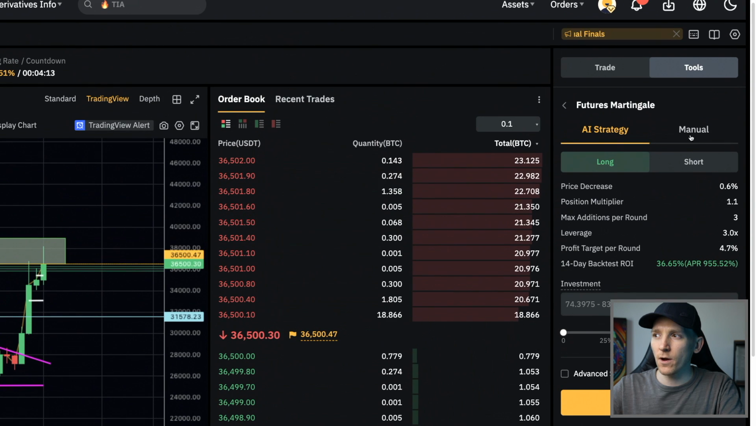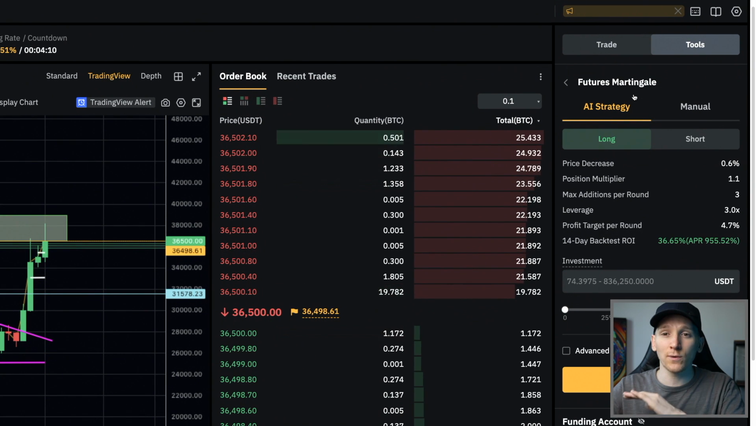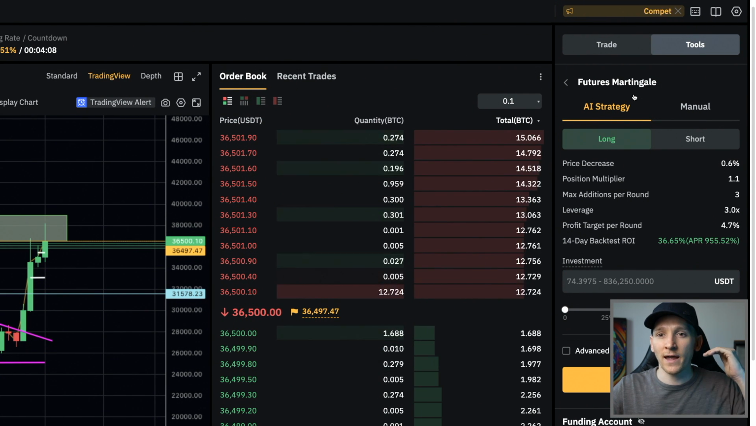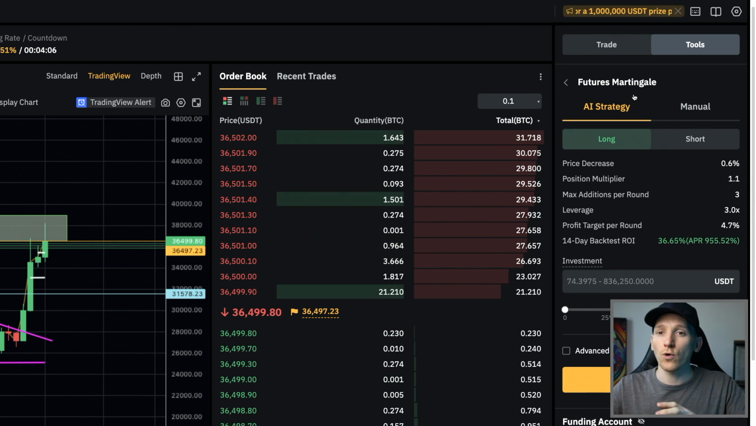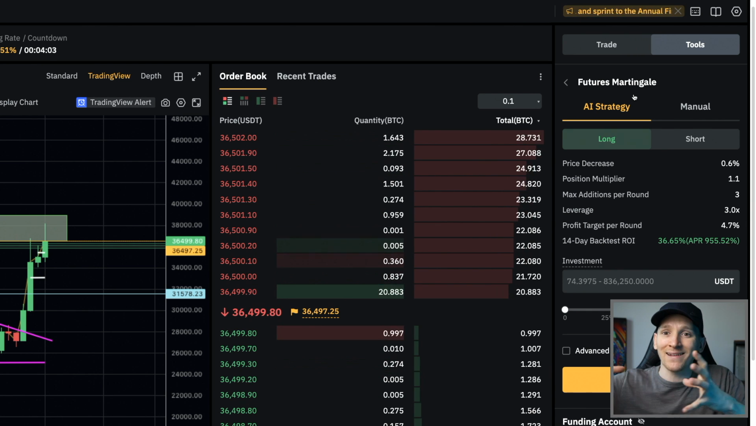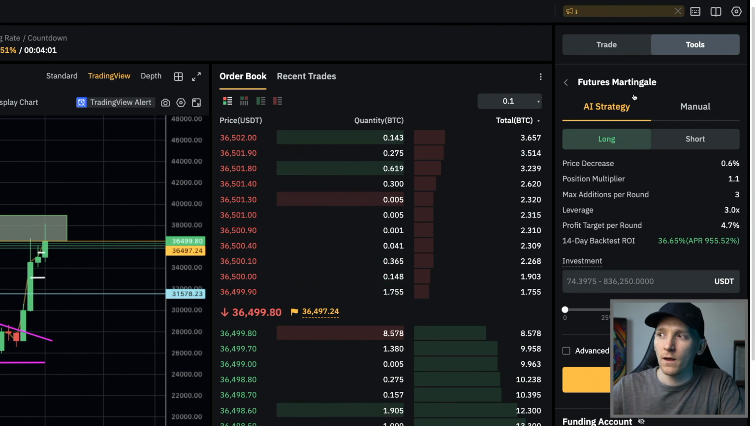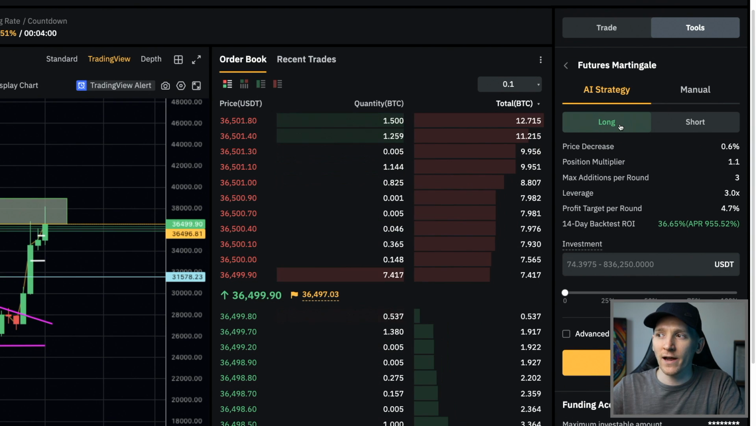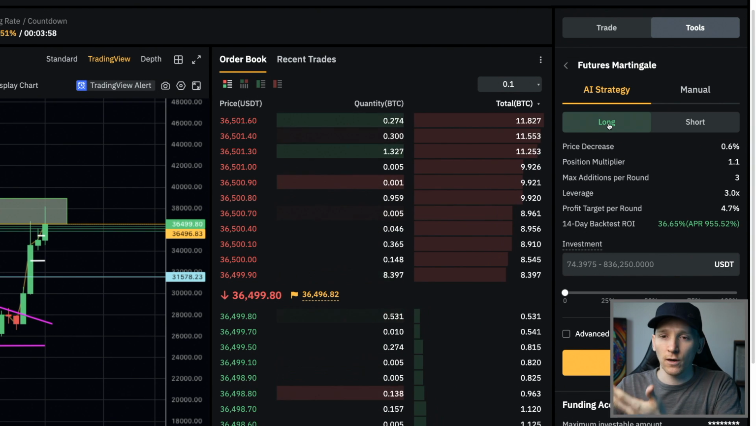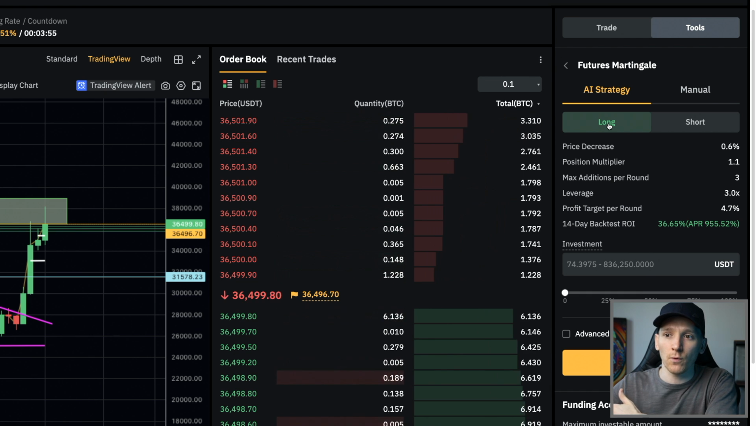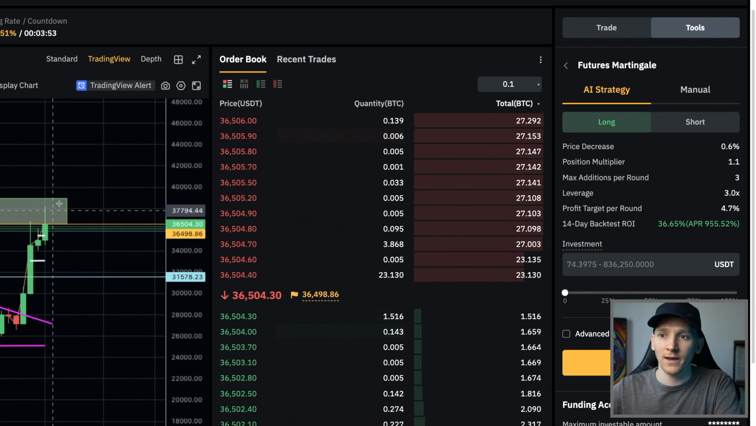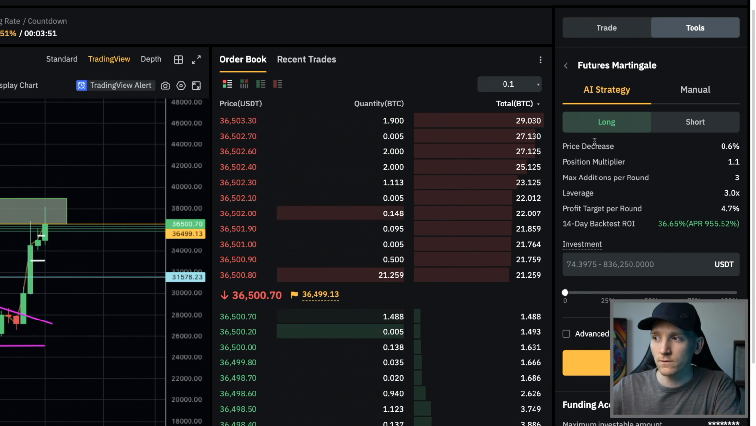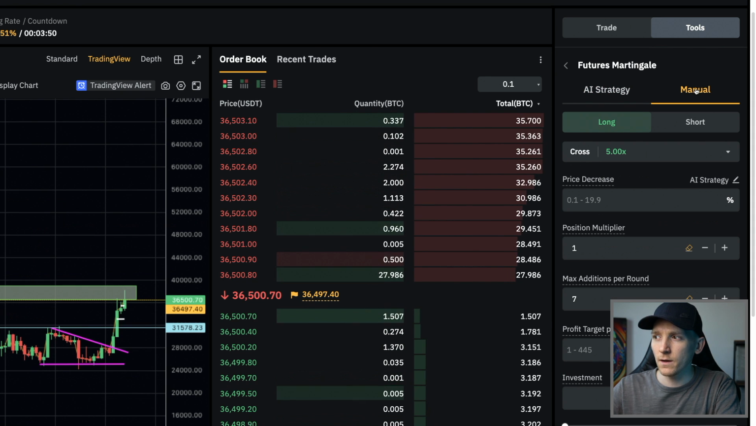So what we can do with Martingale is two things. We can either do DCA, which just means put $10 in at each price level below, or you can do the actual Martingale, which expands the amount of money you put in per trade. So the futures Martingale AI strategy does it for us here. That's a long position. You can do it on the short side as well, which is where you start higher and take short positions. We'll just stick to long. So we're going to go manual here, and then we'll click AI strategies just to implement that.